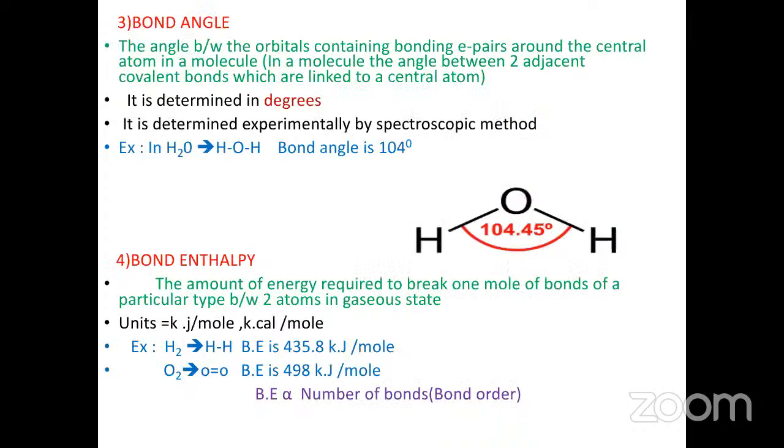Bond angle. The bond angle is nothing but the angle between the orbitals containing bonding electron pairs around the central atom in a molecule. In a molecule, the angle between two adjacent covalent bonds which are linked to a central atom is called the bond angle. It is determined in degrees. It is determined experimentally by spectroscopic methods. In a water molecule, the bond angle between these two adjacent covalent bonds is 104.45 degrees.